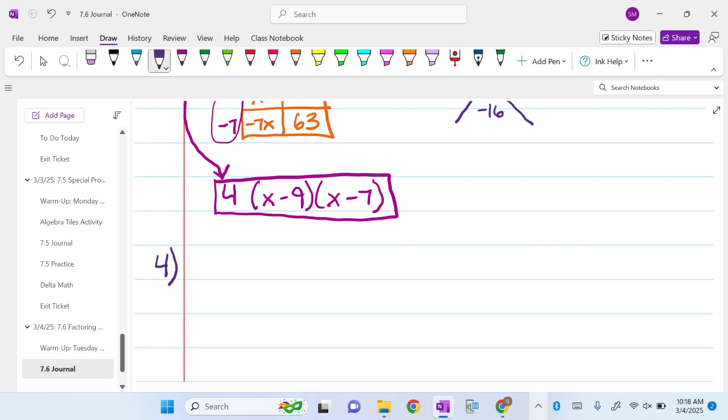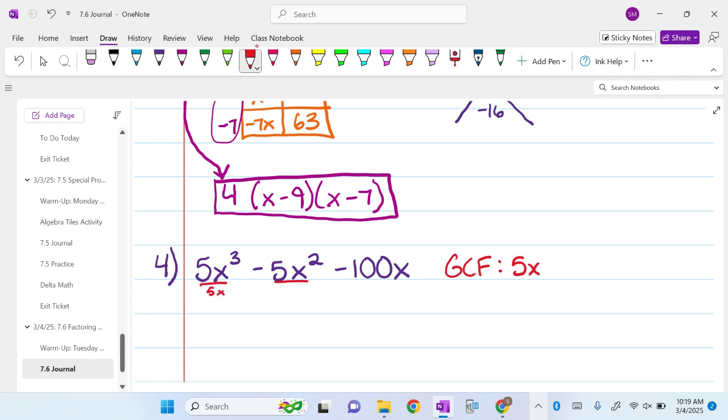So, example 4. We got 5x cubed minus 5x squared minus 100x. Doesn't really look like one that we've done before. However, what do we always look for? GCF. Is there a GCF? Yes. What do you think it is? 5x. Good, Sanaya. So, every term now has at least one x. So not only do we have a numerical GCF, we also have a variable GCF. All right. So we're going to divide all 3 terms by 5x.